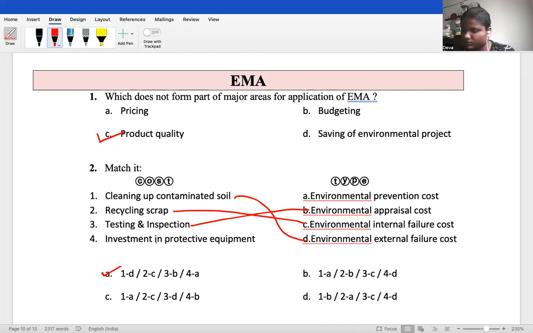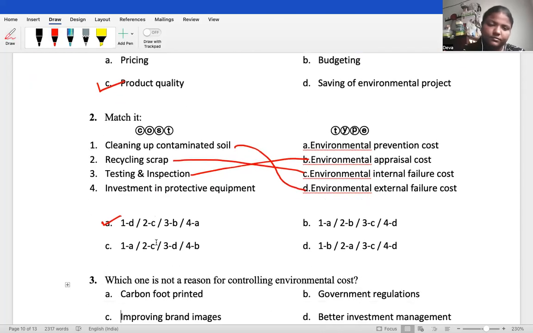And another category based on ABC: environmental related cost and environmental driven cost. Environmental driven and environmental related cost. Good.